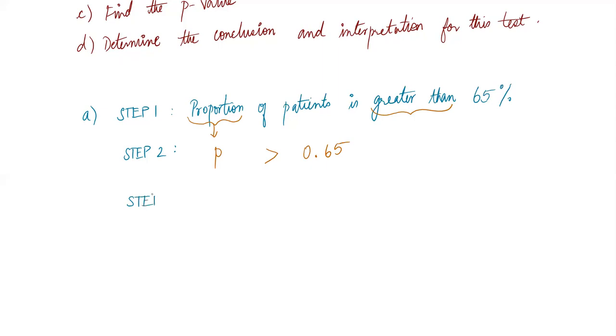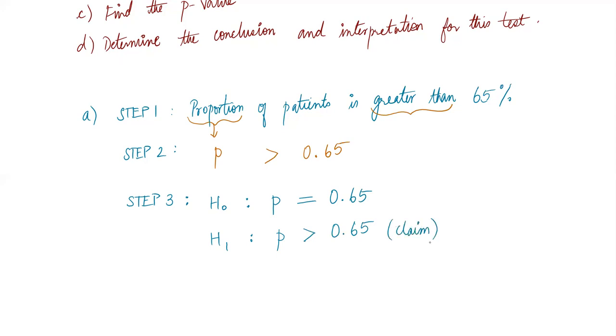Then this is step 3, which we are actually asked in part A, right? So H0 and H1. H0 always carries the equal sign. So whatever you have in step 2, just write that with an equal sign. And H1 is what you have there with the inequality. So that is your claim.